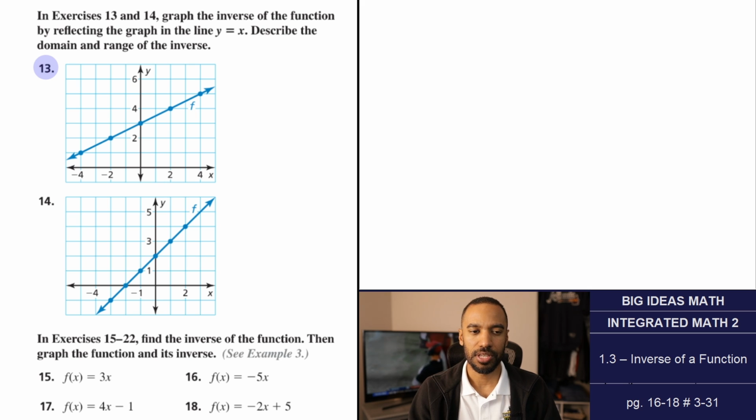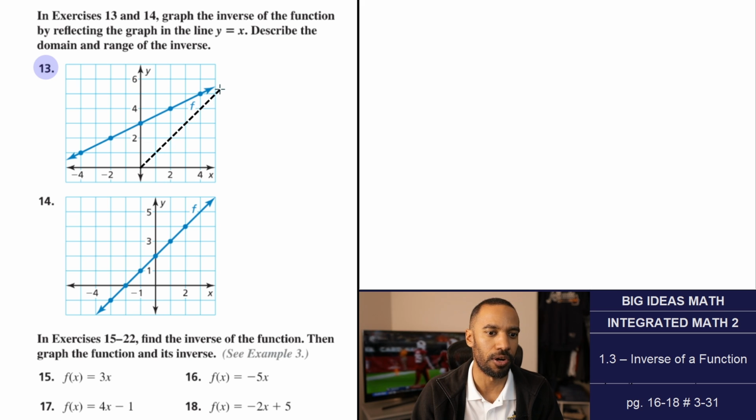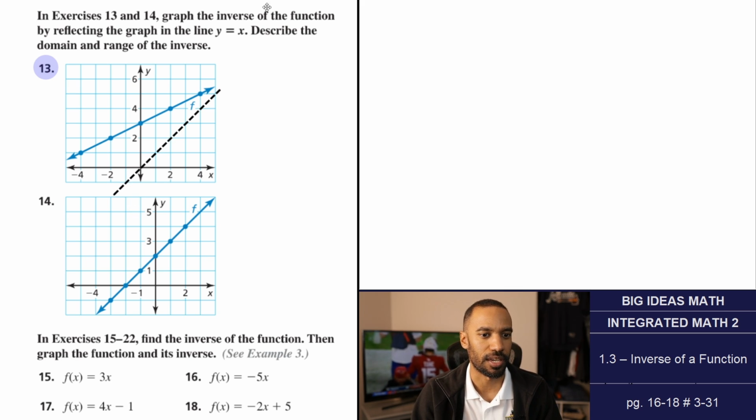In exercises 13 and 14, graph the inverse of the function by reflecting the graph in the line y equals x. Describe the domain and range of the inverse. Okay. y equals x is y equals 1x plus 0, a slope of rise and run of 1 starting from the origin. Basically a gray diagonal line looking just like that.